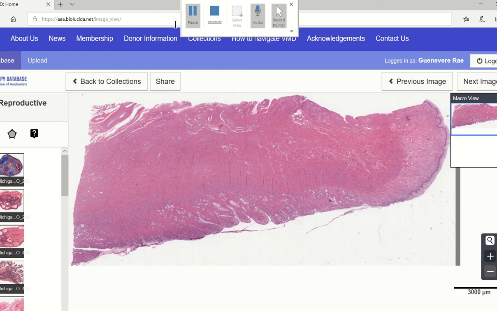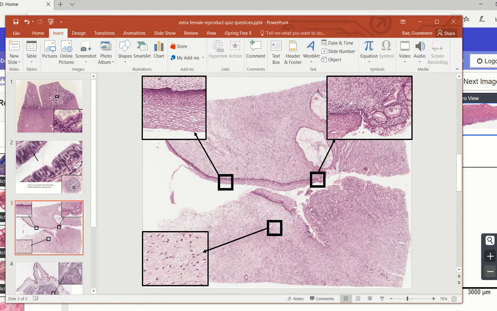Hi, I'm trying to make you a little explanation to explain one of the quiz questions that you had today. It was a question that asked you to identify this organ, and then it had some magnified insets that showed you up close of some epithelium, and it also showed you up close of the lamina propria.